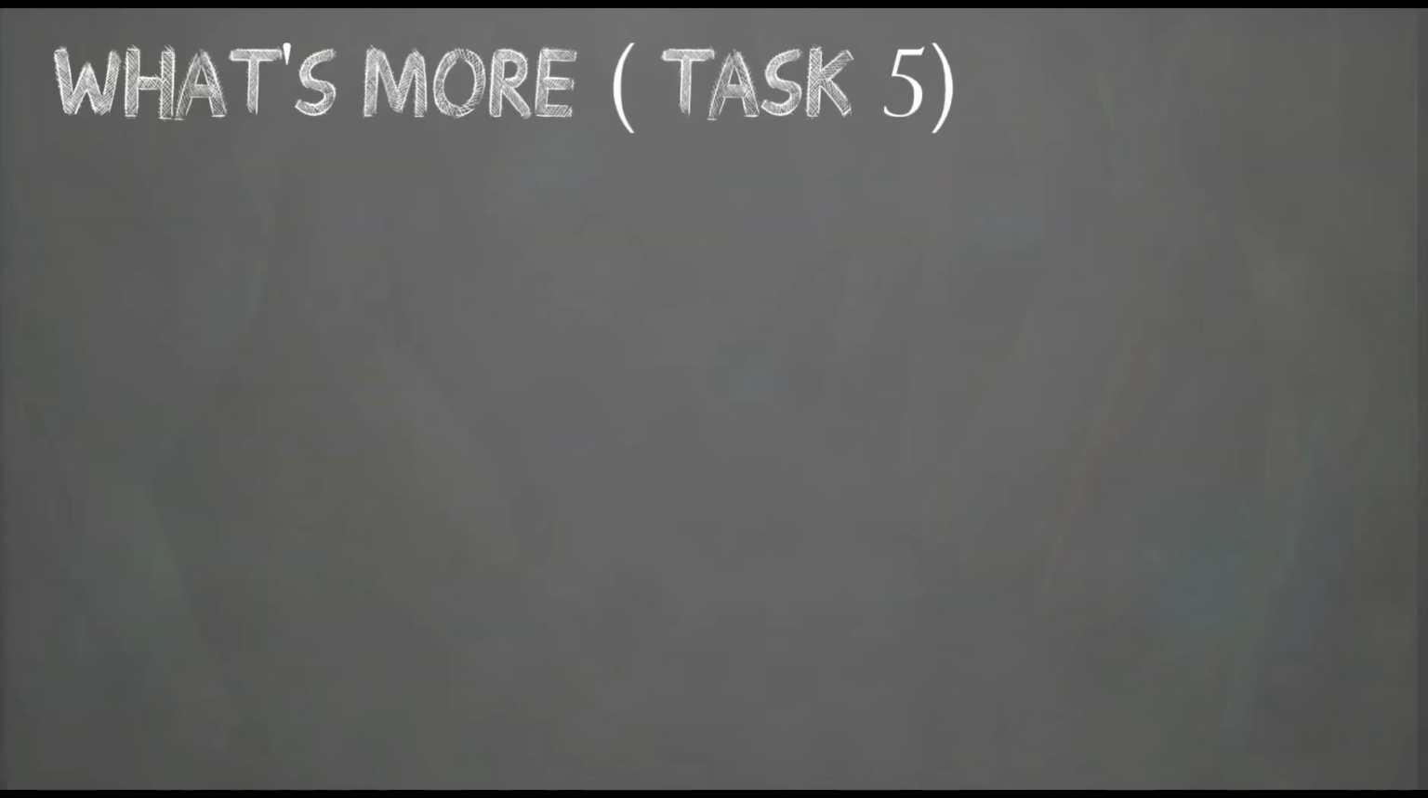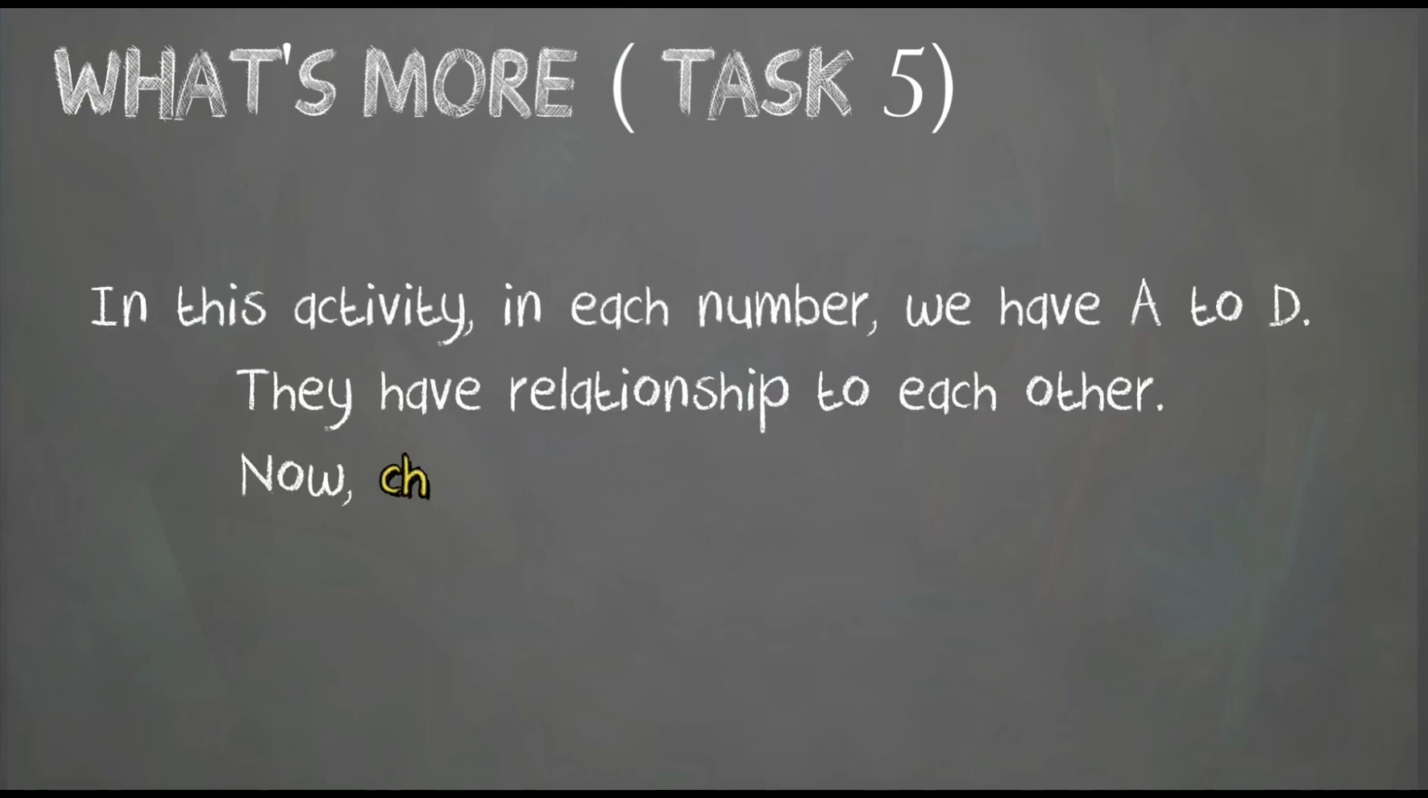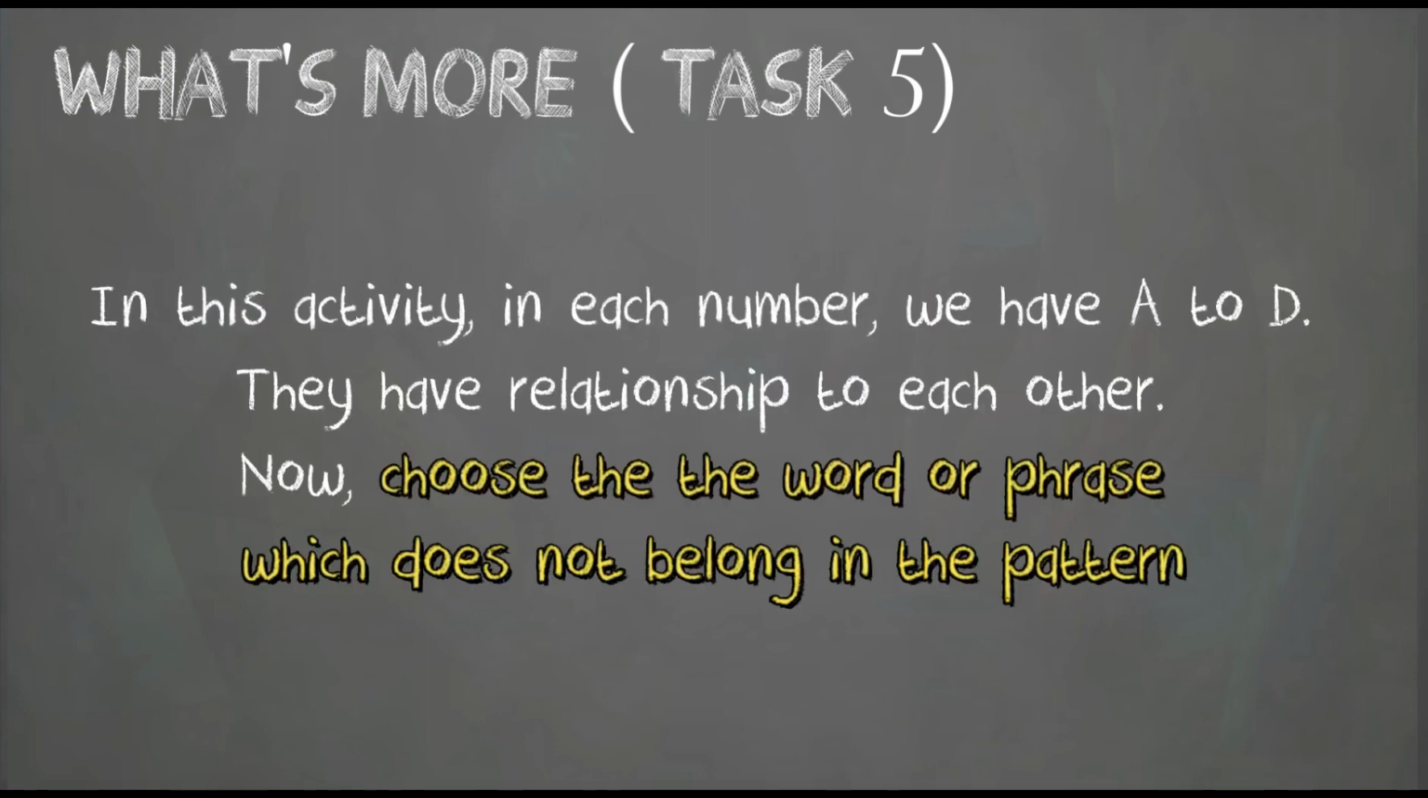And this is what's more. Task 5. In this activity, in each number, we have A to D. They have a relationship to each other. Now choose the word or phrase which does not belong in the pattern. Good luck, learners.